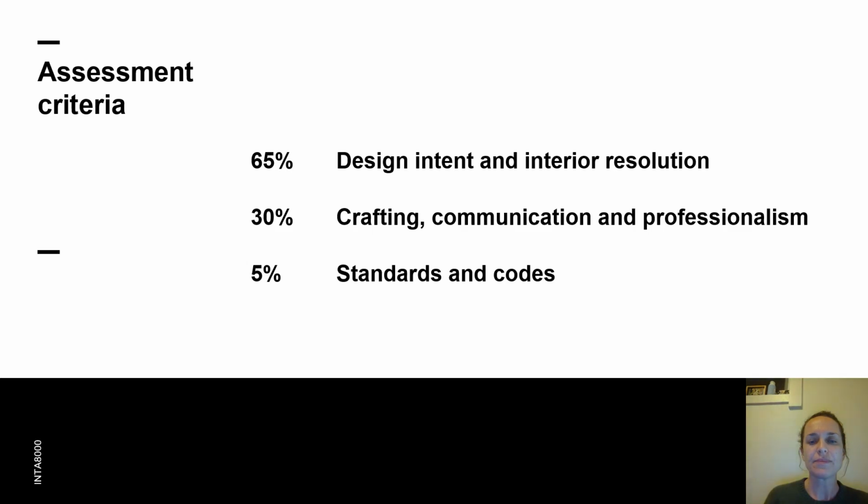Let's now go through the assessment criteria. So, like assessment 2, we have 65% marks going to design intent and interior resolution. So the difference here is that we're not talking about large-scale architectural resolution, we're talking about interior resolution. We have 30% on crafting, communication and professionalism, in drawings, in perspectives and in your rip and tear model, and then 5% on standards and codes.